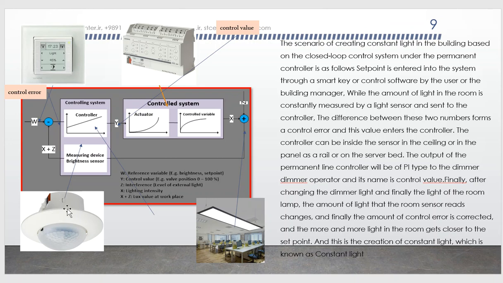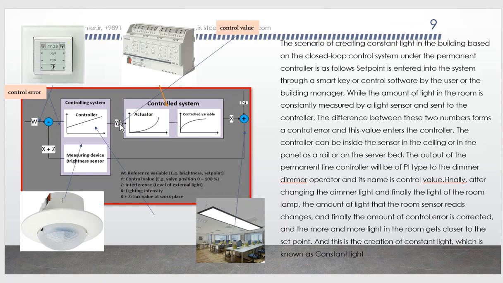Most of the time, the light sensor is also integrated in this controller. It senses the light in the room and compares it with the set point to make the control error, which is then entered into the controller. Most of the time this controller is some sort of PI controller, but note that in light control in KNX devices we cannot change the PI coefficients, and they are set as in the factory default. So the output from the controller will be the control value.